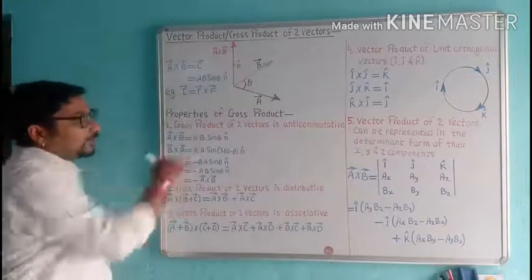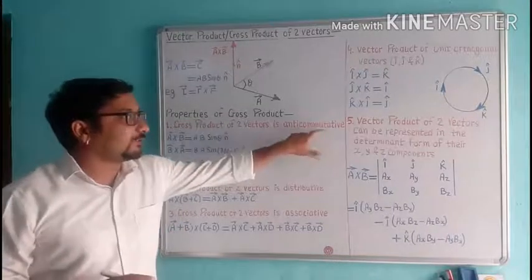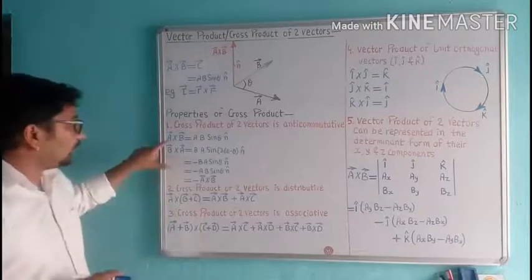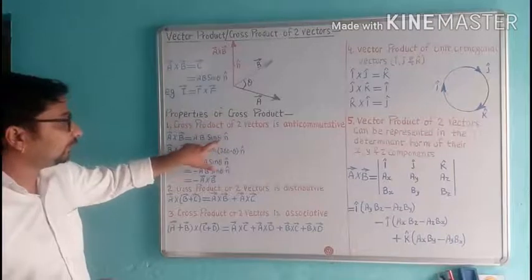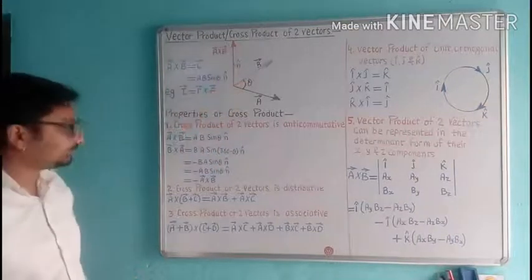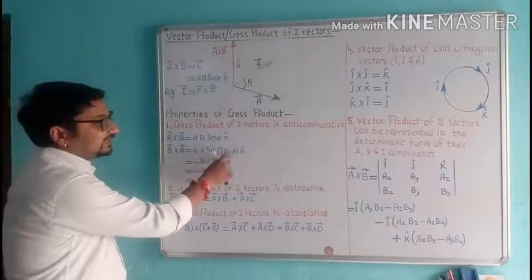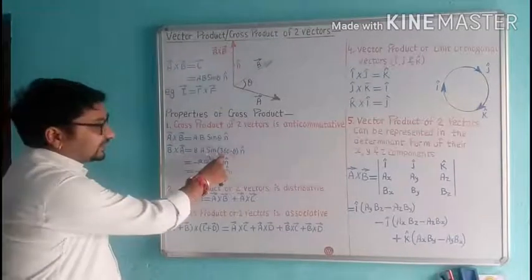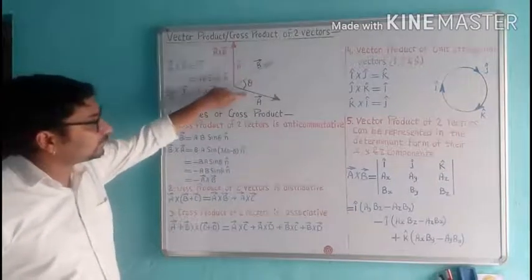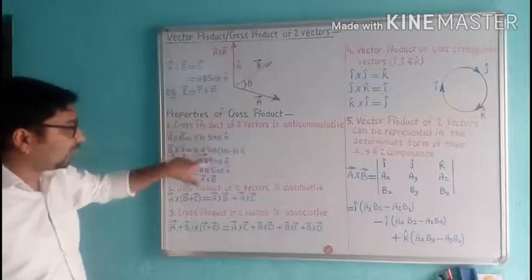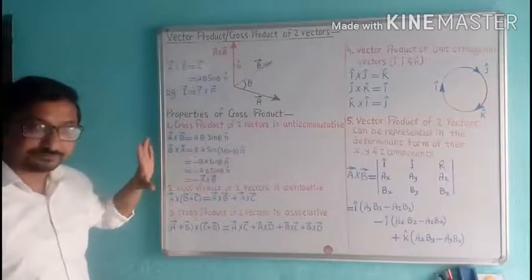Now some important properties of cross product. Number one is cross product of two vectors is anti-commutative. A cross B is equal to AB sin theta n cap, where theta is the angle from A to B. Now B cross A is equal to BA sin(360 minus theta) n cap, where 360 minus theta is the angle from B to A. Now sin(360 minus theta) means minus sin theta.